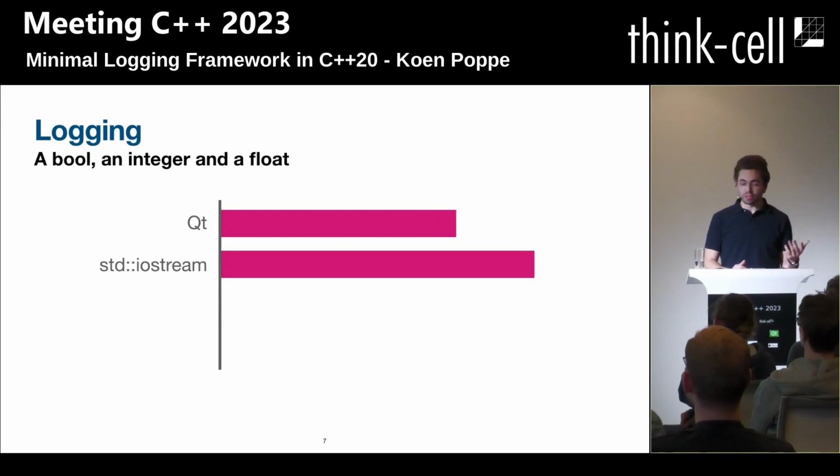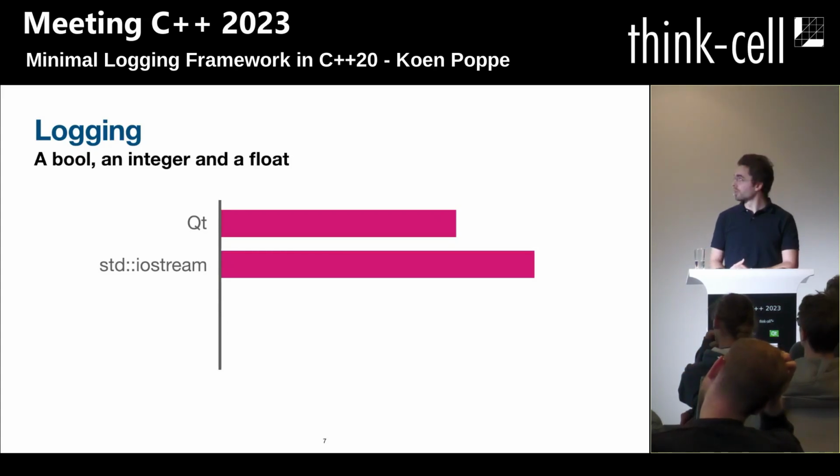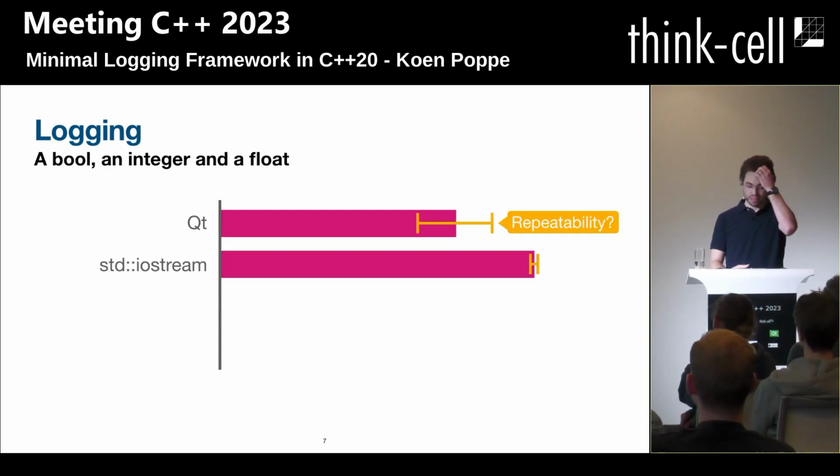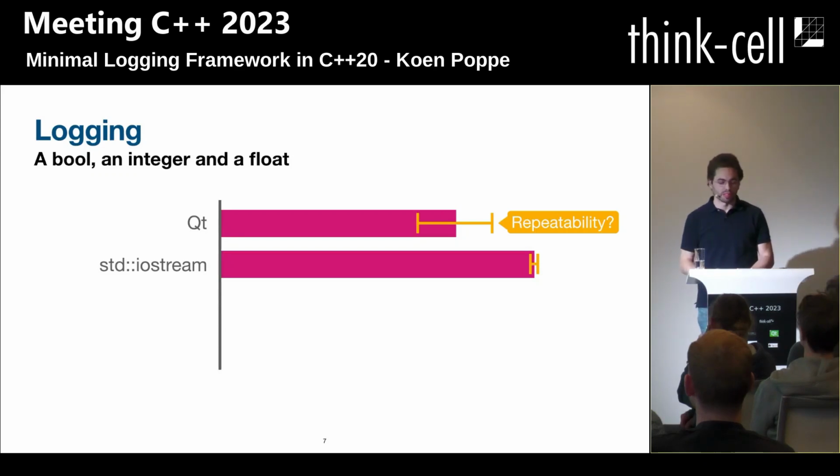So at first you might think, okay, Qt is faster, we should surely use Qt for that, but that's only the average. We have to do some more statistics on that. And if we look at the error bounds, then you can clearly see that although the IO stream solution is a bit slower, it is much more repeatable. So using this method, it will create a more predictable overhead to your log statements.